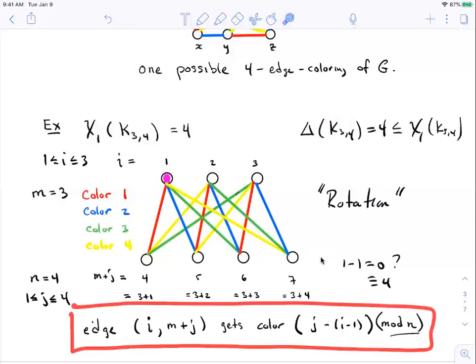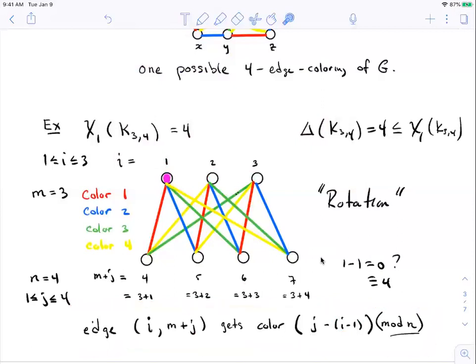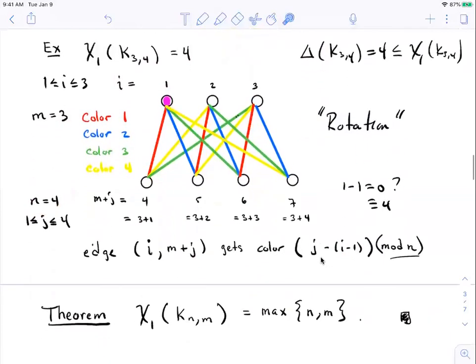In order to perform this, when you're given your complete bipartite graph, one of the values has to be less than or equal to the other, and that's the one that you let the i range from. So this rotation scheme can be used to prove the theorem that the edge chromatic number of a complete bipartite graph K_{n,m} is just going to be the maximum of n and m. It needs to be at least that, and I was just trying to give you an idea of how you could always realize an edge coloring with that number of colors. So there's a theorem about edge coloring complete bipartite graphs.